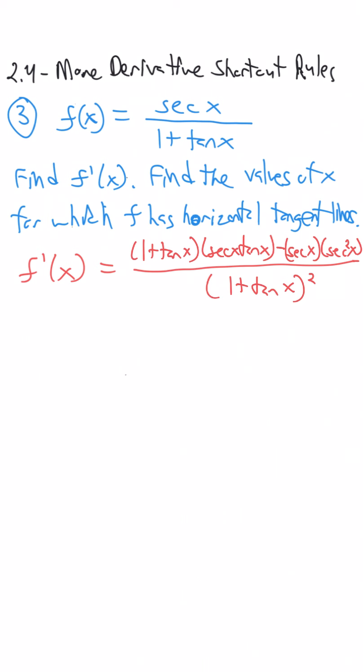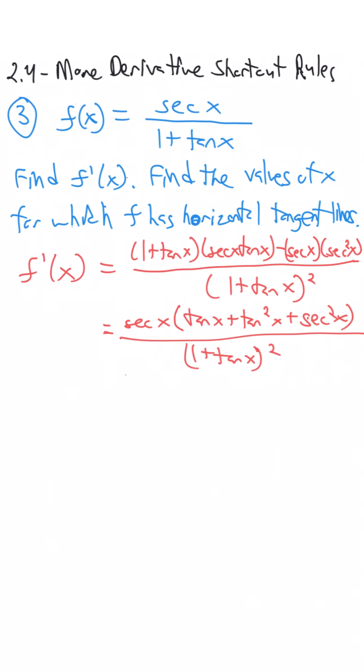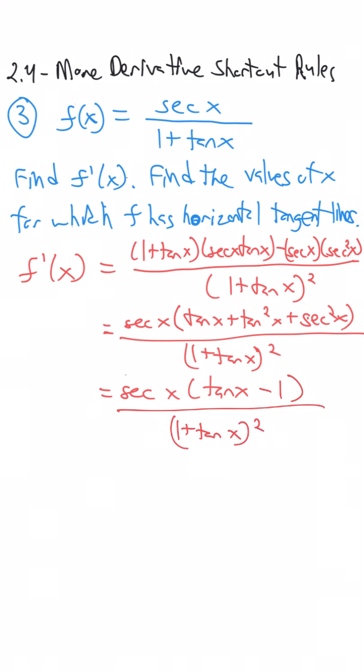We can certainly clean this up just a bit, can't we? We can factor out secant of x in the numerator, leaving us with tangent of x plus tangent squared x plus secant squared of x, all over 1 plus tangent of x squared. Then we can use the Pythagorean identity, secant of x times tangent of x. What is tangent squared x plus secant squared x? Minus 1. All over 1 plus tangent of x squared.